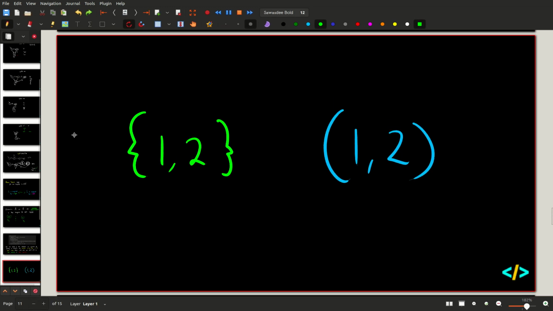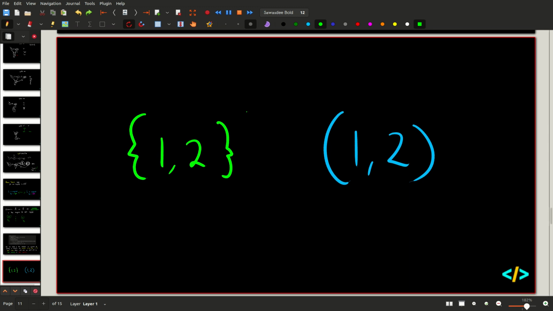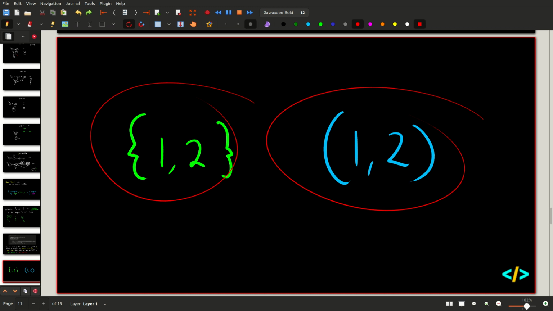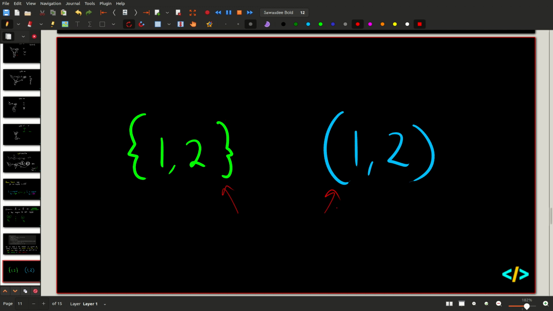So let's scroll down. Okay, before we do that, what's the difference between these two? Other than just one's written with curly brackets and one's not. What's the actual difference between what these brackets mean? What is it?